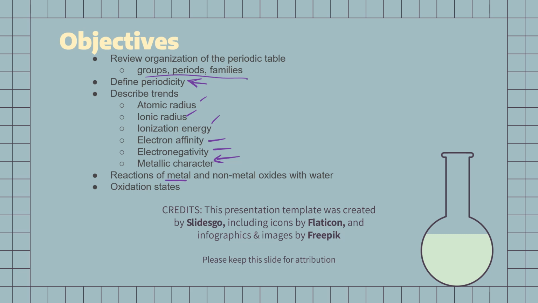Reactions of metal oxides and non-metal oxides with water gave us some bases and some acids, except for aluminum, which was weird and was amphoteric. It can be both an acid or a base depending on what else is mixed in with the solutions. And of course, we wrapped up with that look at oxidation states.